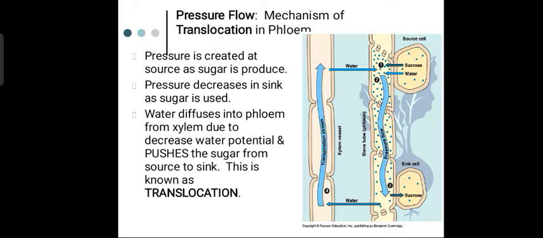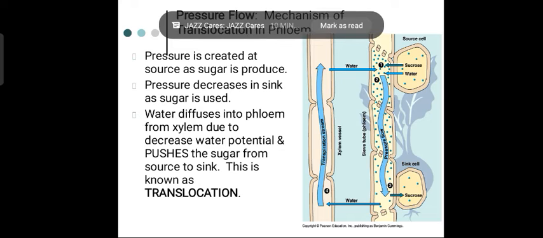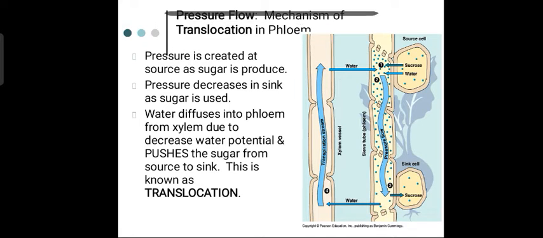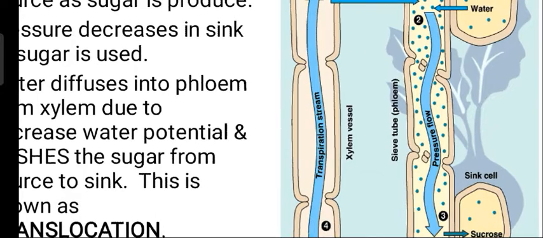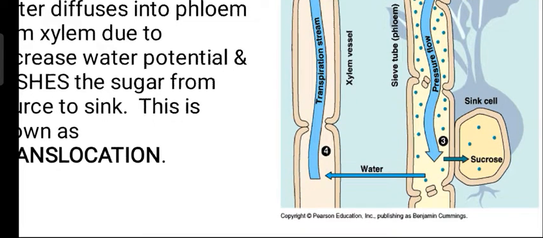We can elaborate the term translocation like this: when water moves from the xylem toward the phloem to regulate the movement of sugar molecules from source to sink. How is it possible? Here we can understand the basic concepts in a pictorial view of how water moves from xylem to phloem.